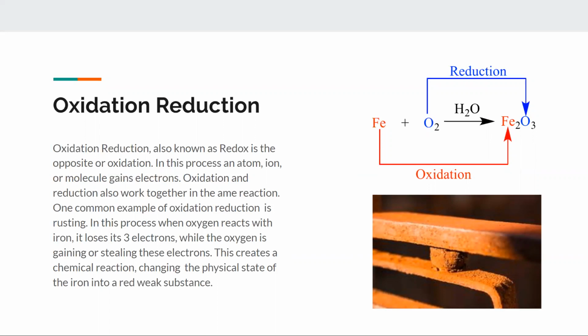In this process, when oxygen reacts with the iron, the iron loses its 3 electrons, while the oxygen is gaining or stealing these electrons. It's like a cycle. The substance loses and the oxygen gains. This creates a chemical reaction, changing the physical state of the iron into a weak red substance. So, in the process of losing these electrons and the oxygen gaining them, it's changed from a strong silver piece of metal to a weak, brittle, red substance.